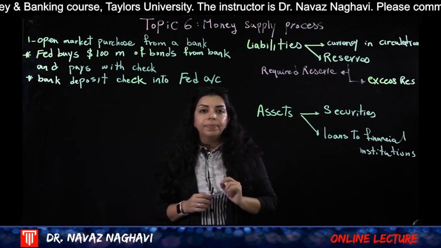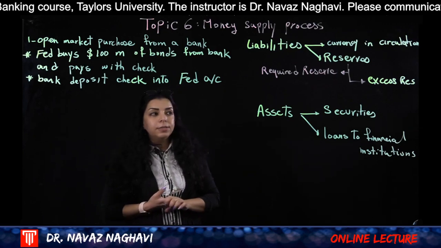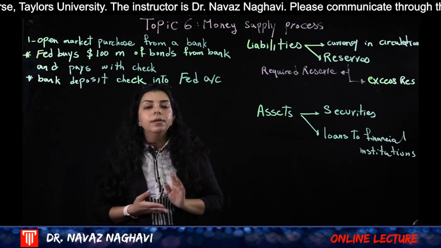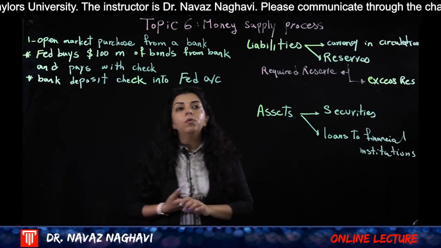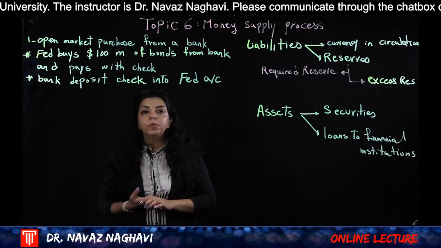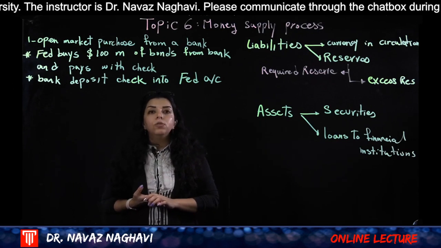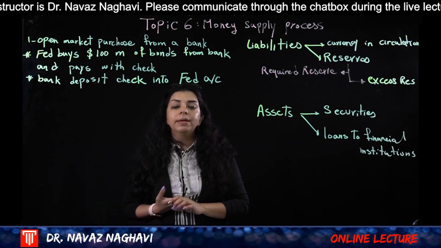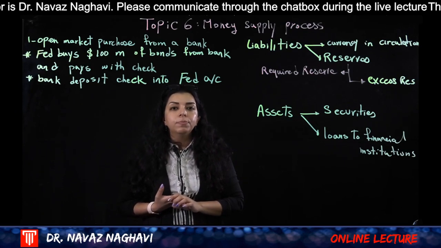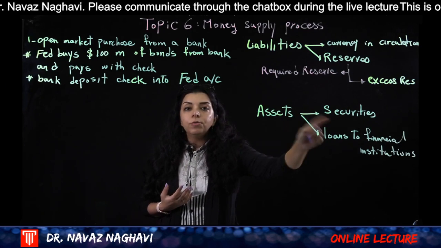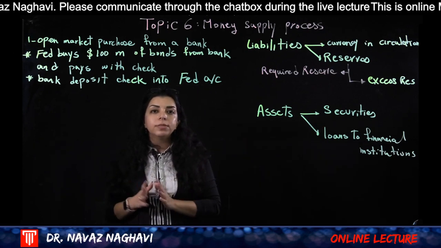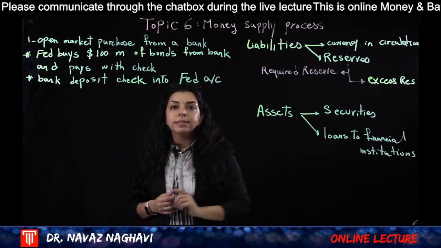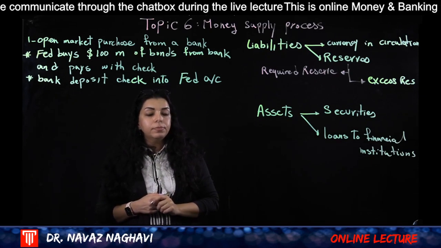So now that we are done with the liability side of the central bank, we move to the asset side. What are the assets of the central bank? Of course, the first asset is securities. If you remember open market operations from your previous modules, you know that one of the main tools through which the central bank performs monetary policy is securities. They are buying or selling securities, and these securities are considered an asset for the central bank.